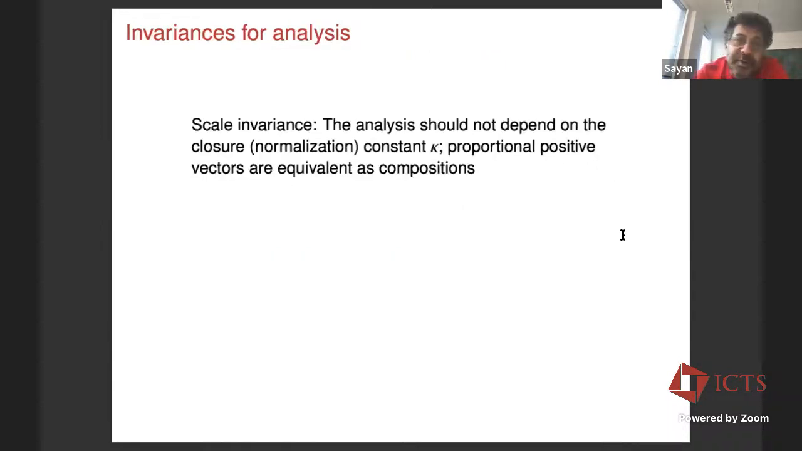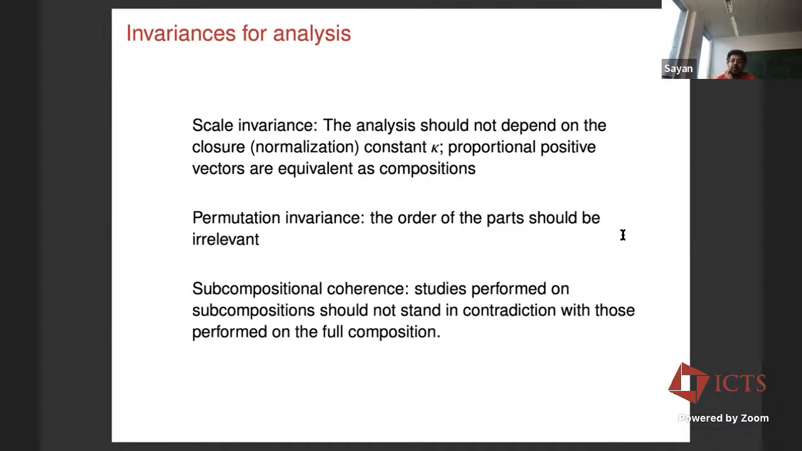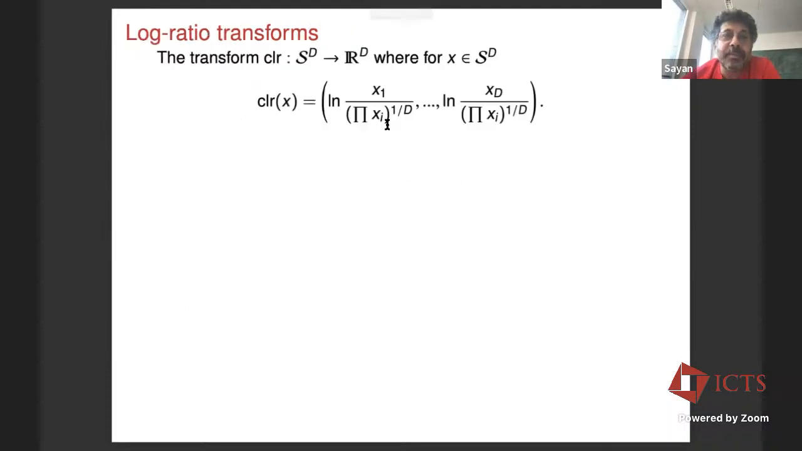So in compositional data, the axioms are scale invariance, permutation invariance, you can reorder the bacteria, it shouldn't matter, and subcompositional coherence, which is if you take a subset of the data, your analysis should not contradict what you have.